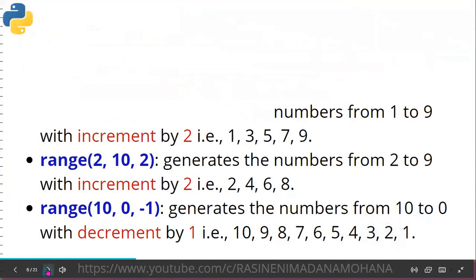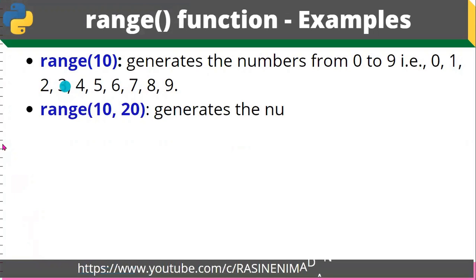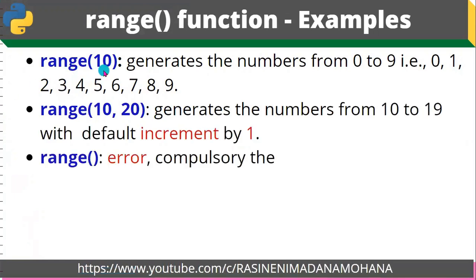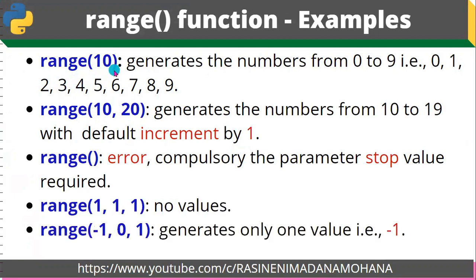Let us see some more examples. Here directly we have given only the mandatory value. For example, range of 10. The start value is not given, and the step value is also not given. So these first and third parameters are optional. If the start value is not given, by default it starts with 0. If the step value is not given, by default it increments by 1. The stop value is 10. That means it displays before 10, starting with 0. It generates the numbers from 0 to 9, that is 0, 1, 2, 3, 4, 5, 6, 7, 8, 9. It won't display the end value, the stop value. So before the stop value, 9.